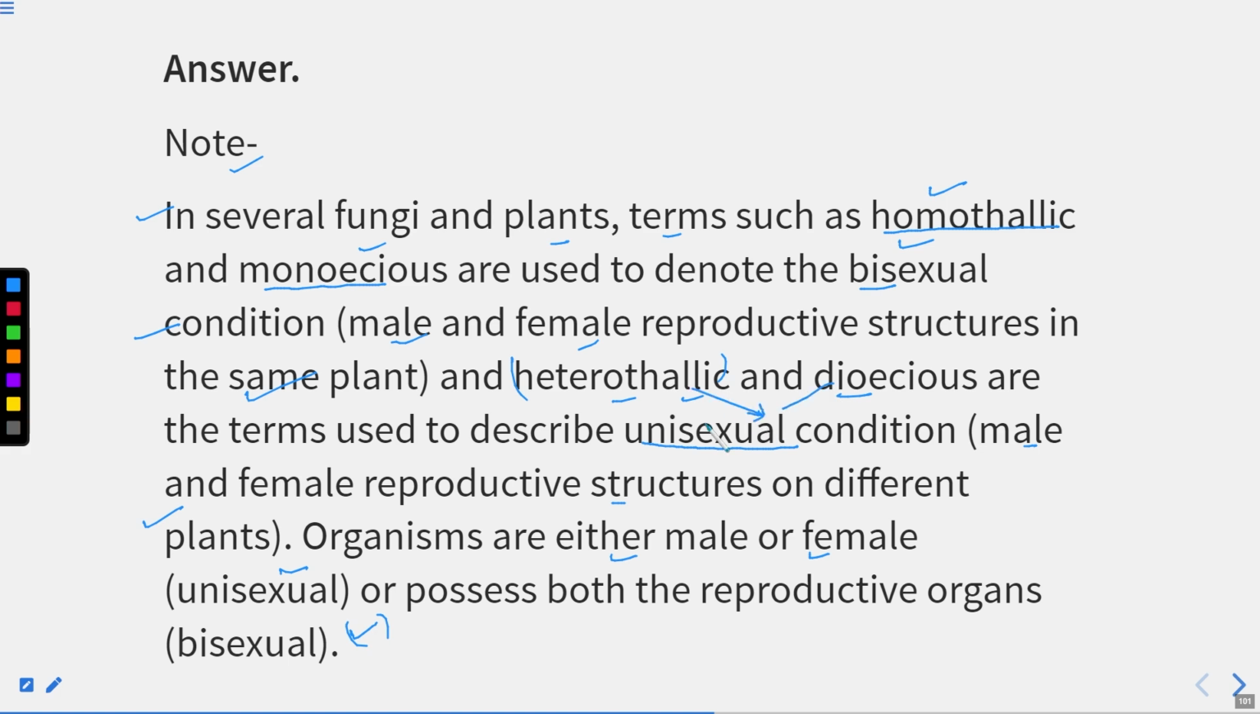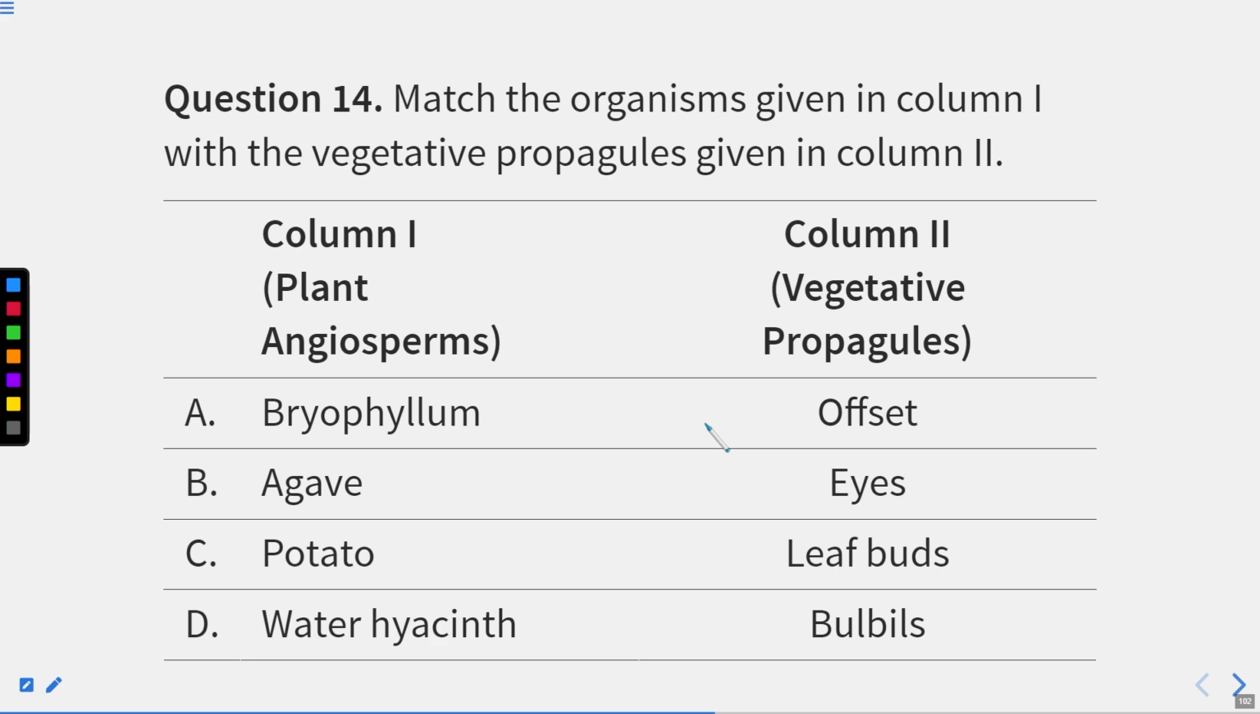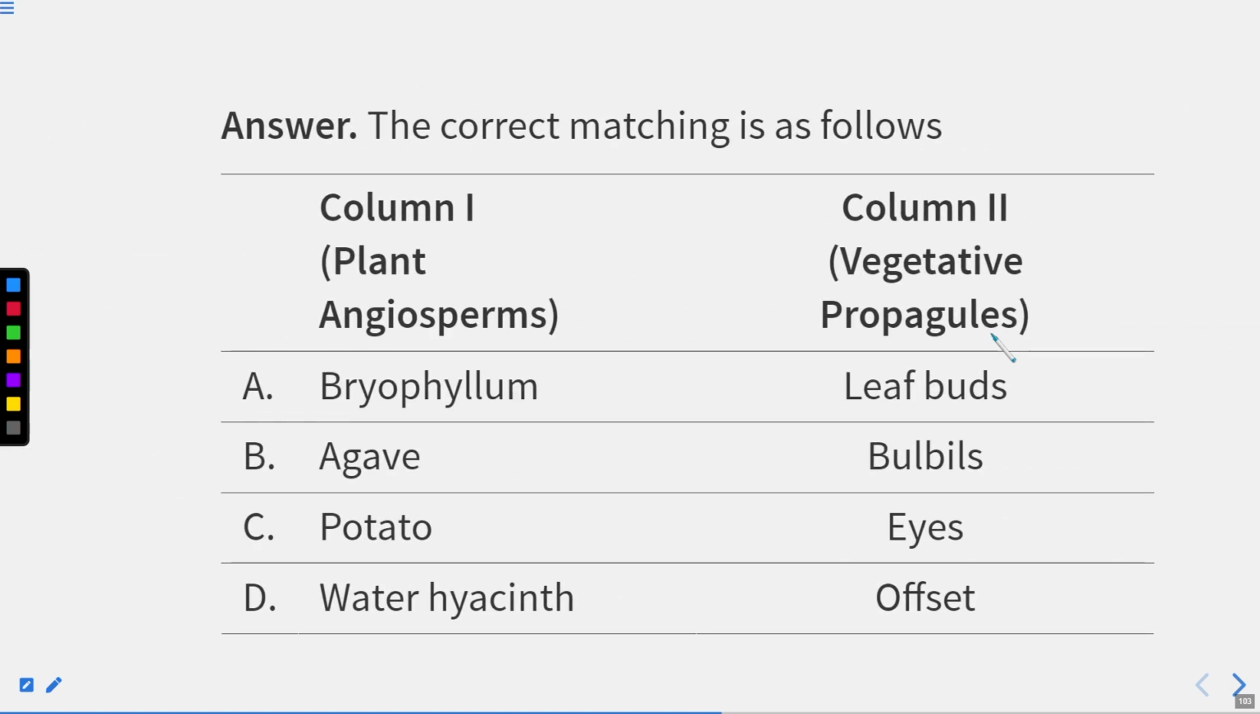Alright. Now let's move on to the next question. Here you have to match the organisms. These are the organisms, and these are the vegetative propagules in column 2. You have to match whether Bryophyllum has an offset, an eye, a leaf bud, or bulbils, or whether eyes are present in potato. So you have to match the following. All these offset, eyes, leaf bud, bulbils are vegetative propagules, or vegetative structures.